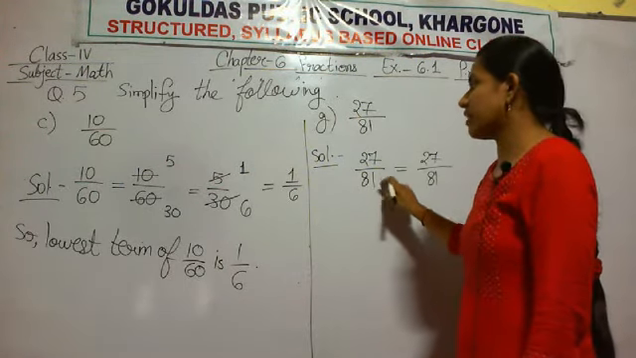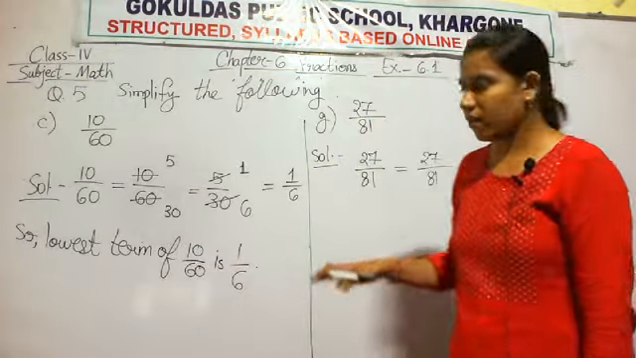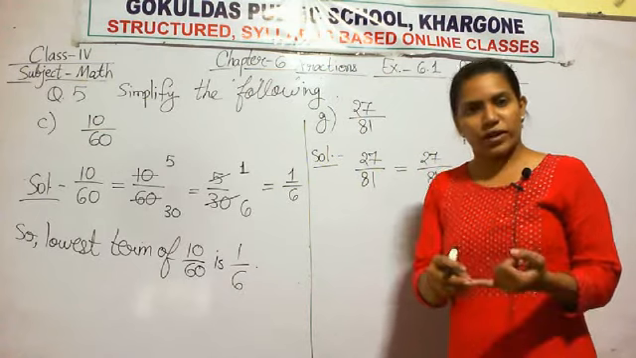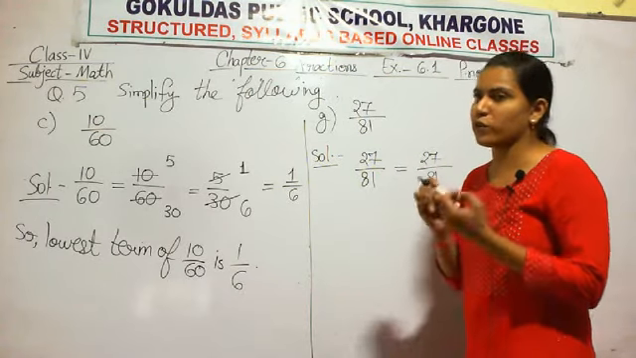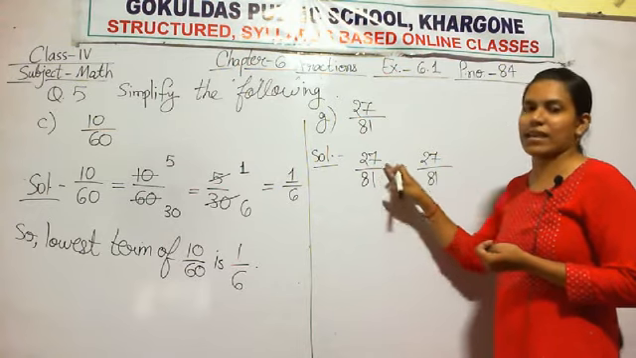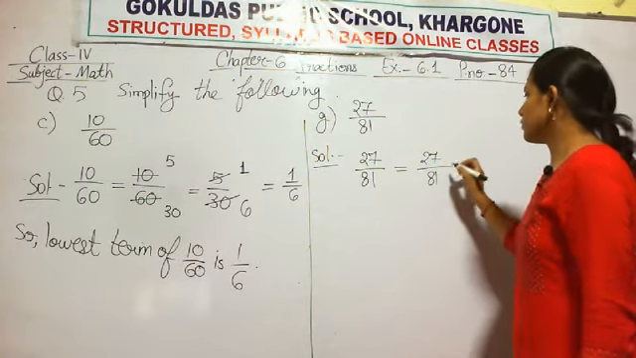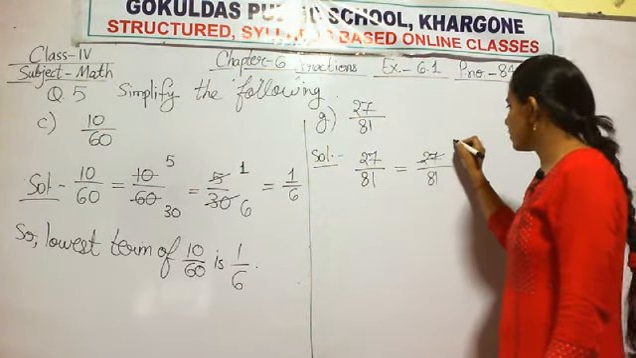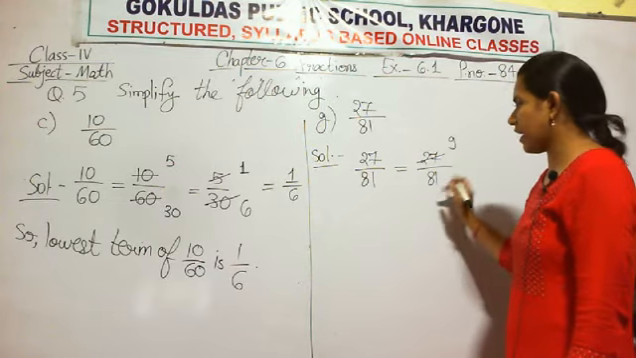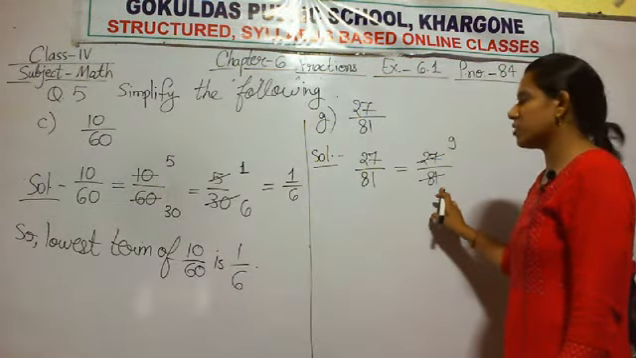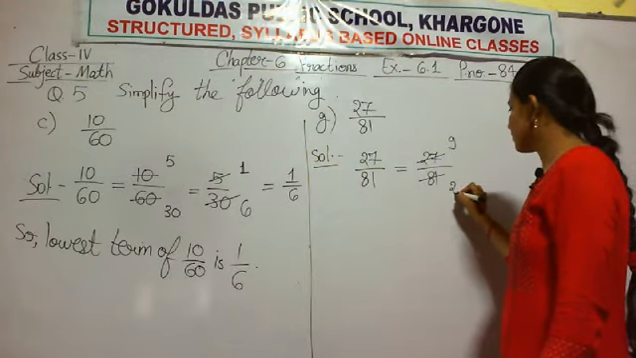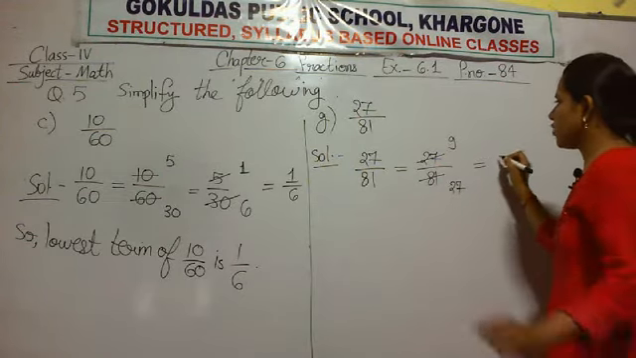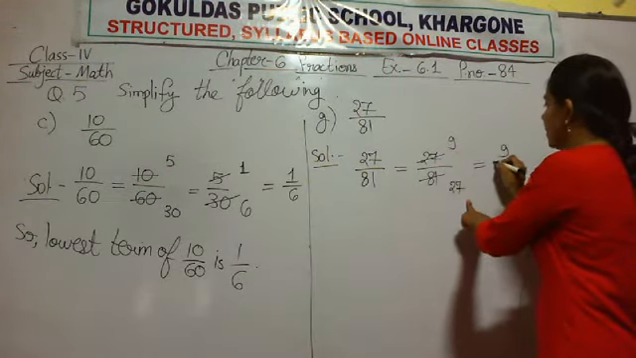Now both the numbers are divisible by number 3. Okay. Both the numbers are also divisible by number 9. So it's your choice. You can directly divide both the numbers by 9, or you can divide both the numbers by 3, as they are divisible by 3. So I am dividing both the numbers by 3. If I divide 27 by 3, my result is 9. So I am writing 9 here. And if I divide 81 by 3, my result is 27. Okay. So my new number is 9 upon 27.